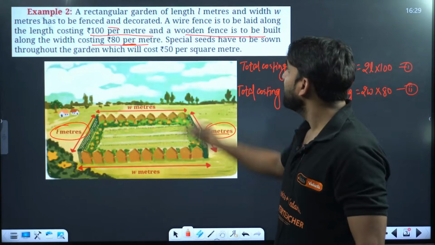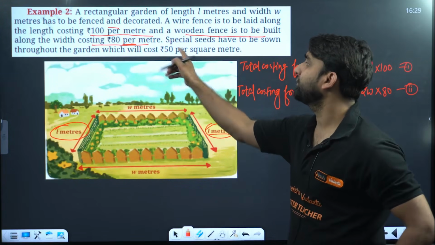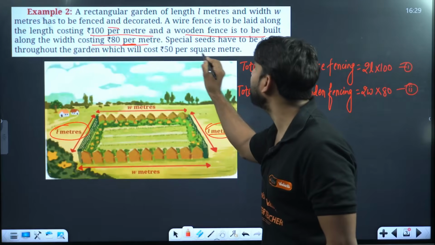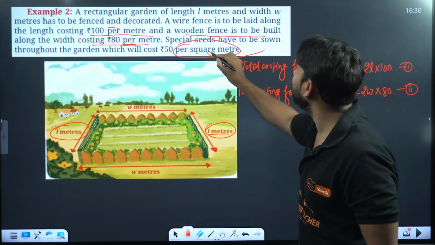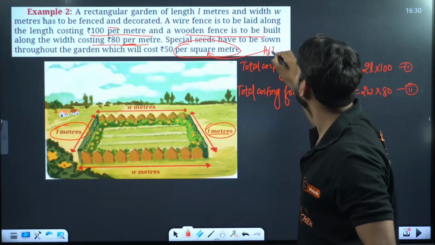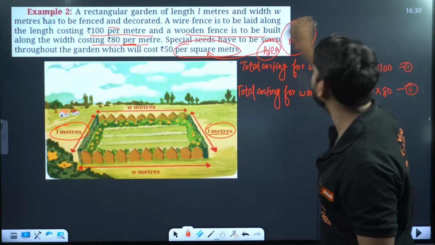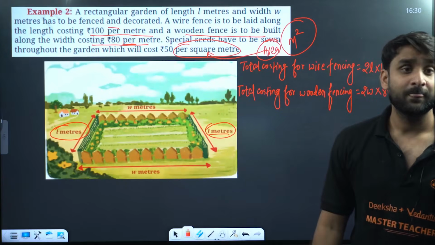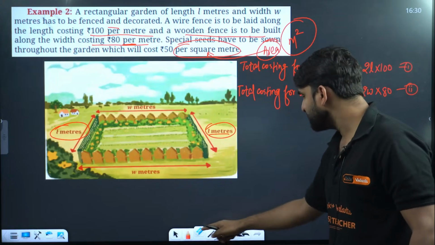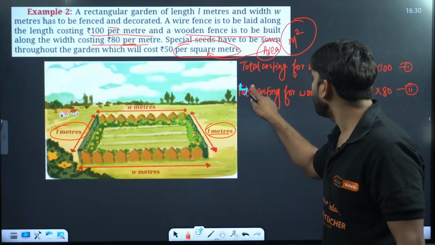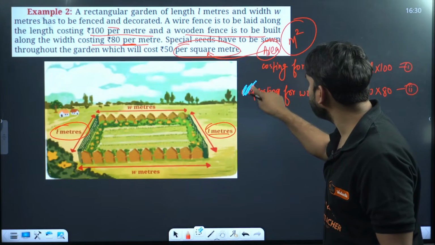And now special seeds have to be sown throughout the garden, which will cost rupees 50 per square meter. Can you see here? Per square meter. And this per square meter indicates area. Yes, my dear, per square meter. Meter square is the unit of area. So what will be the total area? Let's erase these terms and write only costing, because we will be finding the total costing at the end.